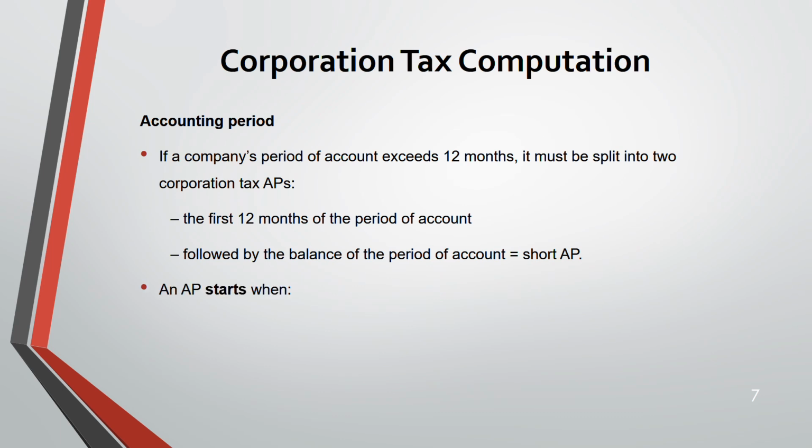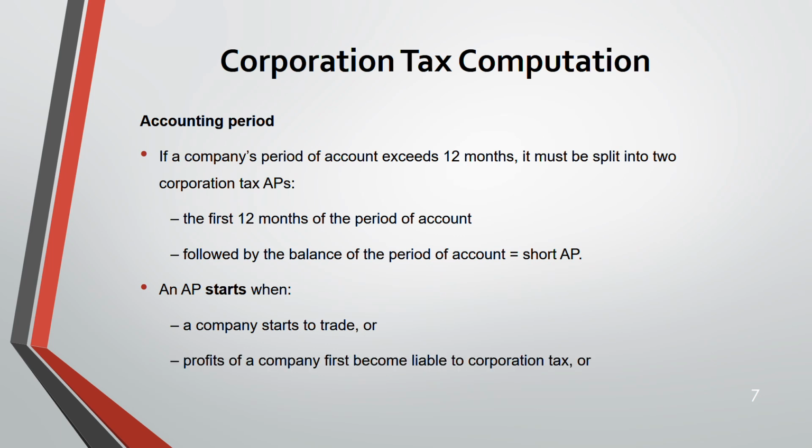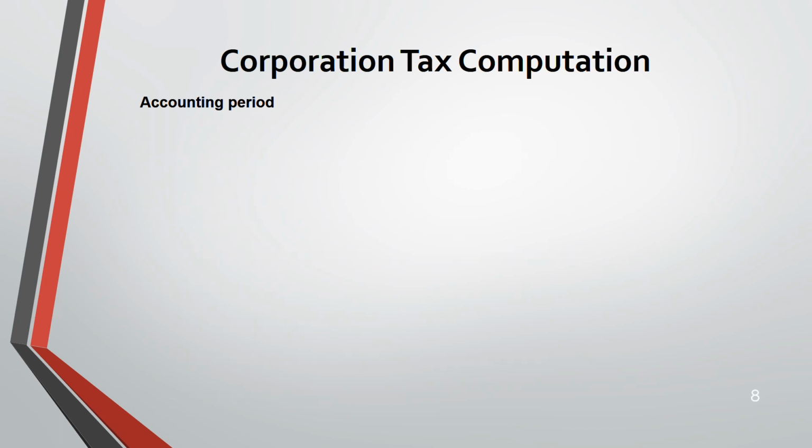Okay. An accounting period starts when a company starts to trade, or when the profit of the company first becomes liable to corporation tax, or when the previous accounting period ends. This is very important. You have to know when an accounting period starts and ends, because in that accounting period you will charge the corporation tax. If your accounting period gets wrong, corporation tax gets wrong.